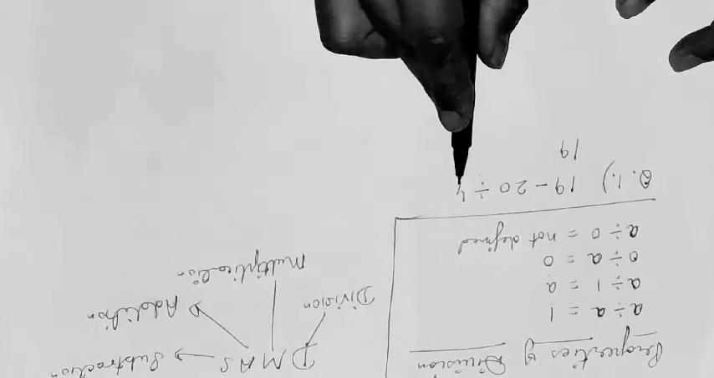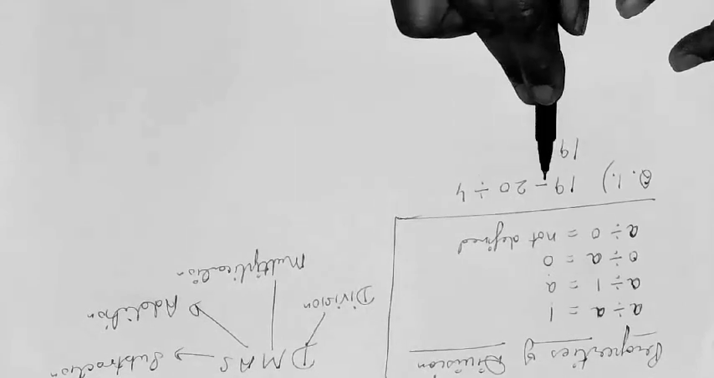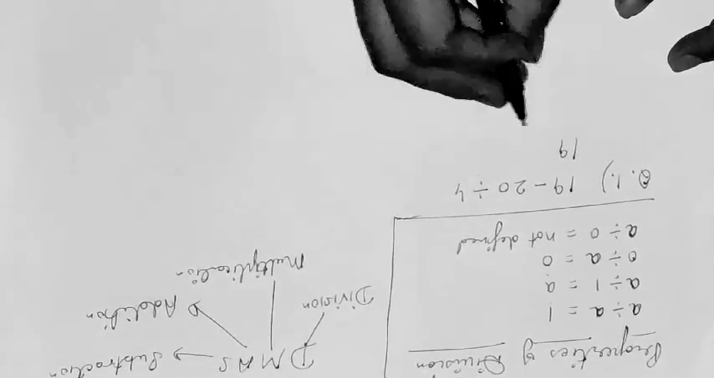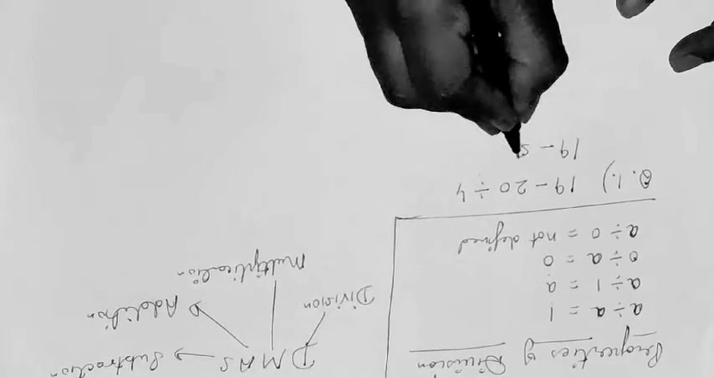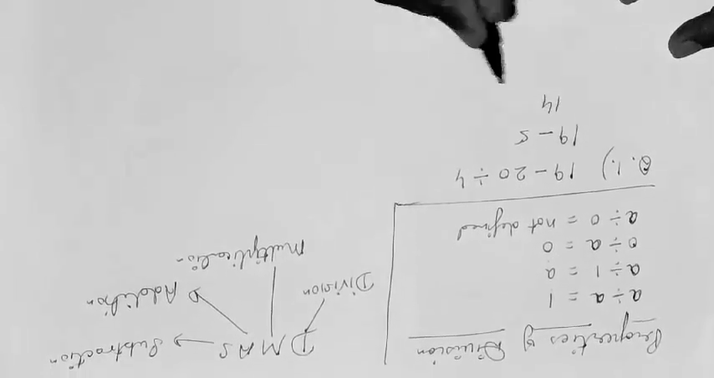20 divided by 4, the result will be 5, because we know 4 5s is 20. One number is negative, the other is positive, so the sign will be minus. 4 5s are 20. Now 19 minus 4, it's simple now. Answer is 14.